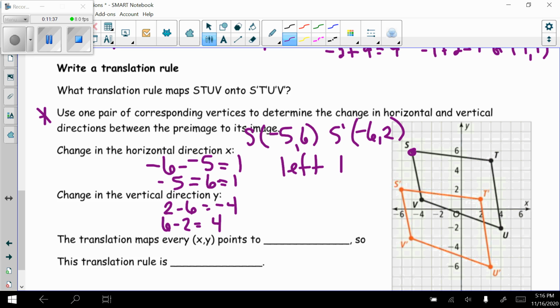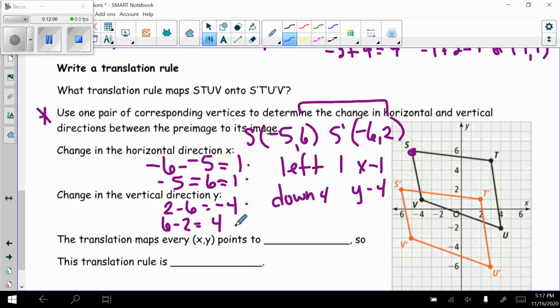I have to look at the picture, okay? Or I look at the points. From 6, I started at 6, I went down to 2, so I know that I'm going down 4 units. So left 1 puts me at x minus 1. Down 4 puts me at y minus 4. So these numbers just tell me how much I moved, and then I look at the x values to determine if I went left or right, up or down.